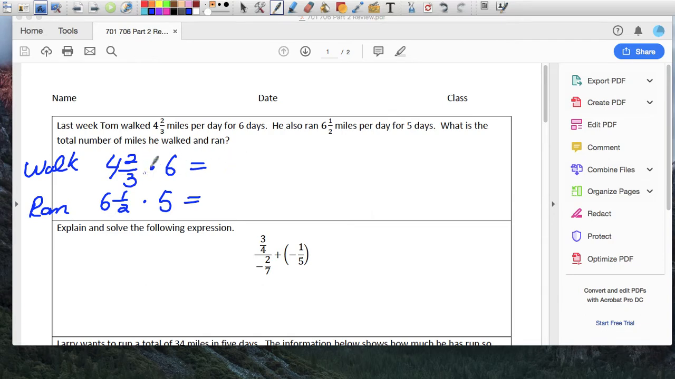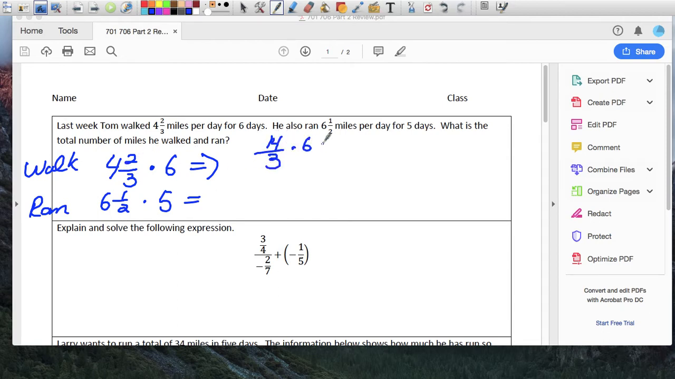So let's find out how many miles he walked. You can do 4 2/3 plus 4 2/3 plus 4 2/3 six times, or you can multiply by 6. So either works. I'm going to change 4 2/3 to an improper fraction. 3 times 4 is 12, plus 2 is 14, and you get 14 over 3.